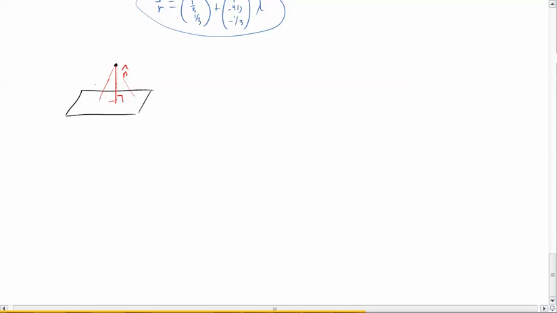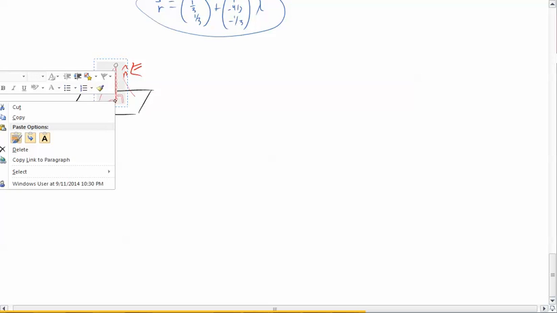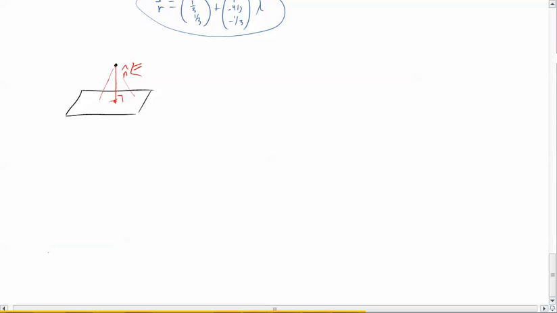So if you want to find the distance of a point from the plane, the first thing you need to do is write the equation for the normal vector that's going through that point. Then you find the intersection of that line with the plane, and then you can find the distance. Okay? So we're going to go ahead and actually try that.